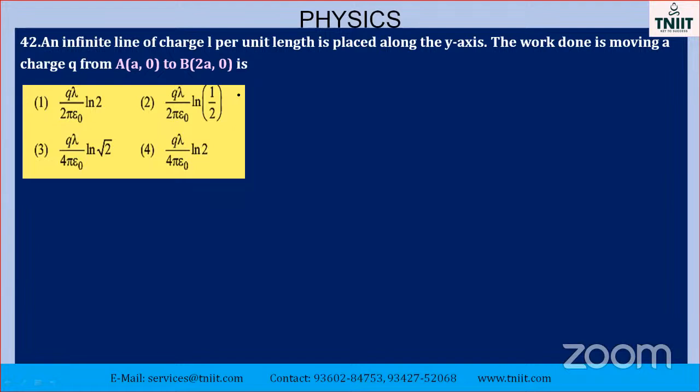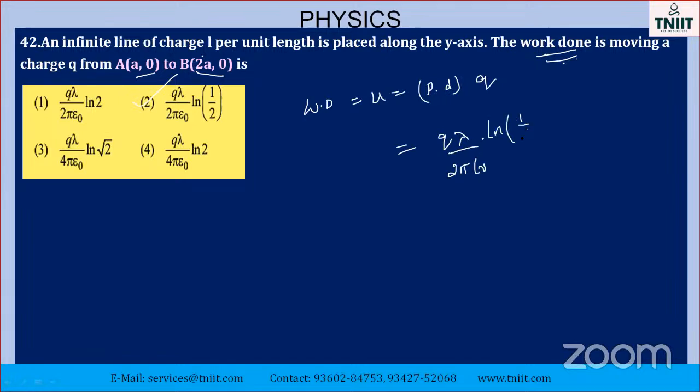Next problem is a standard result. Now they are asking about the infinitely charged wire which is going to be at a distance of a, 0 and 2a, 0. So separation is 2a minus a, which is a. What is the work done they are expecting? Please remember the standard result here. Work done is nothing but the energy stored. Energy stored is nothing but the potential difference into charge brought. You can prove that it is q lambda by 2 pi epsilon naught into ln of 1 by 2.